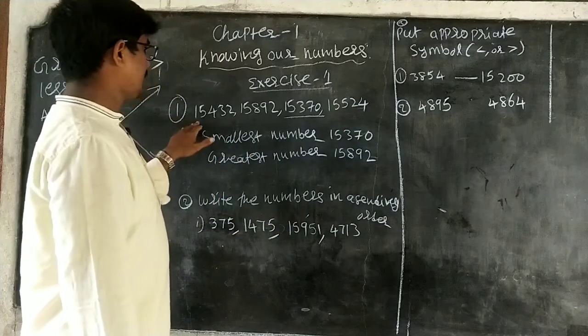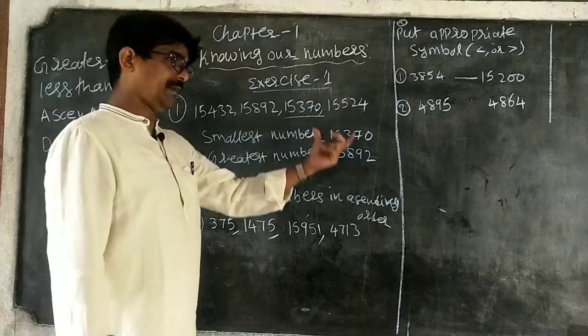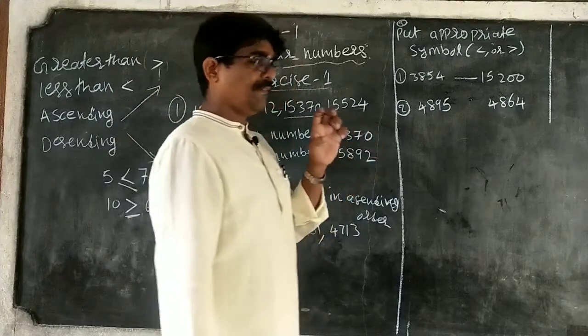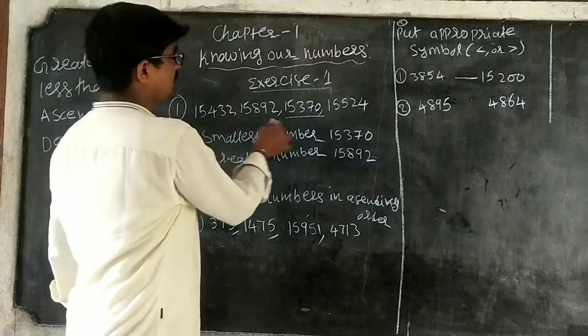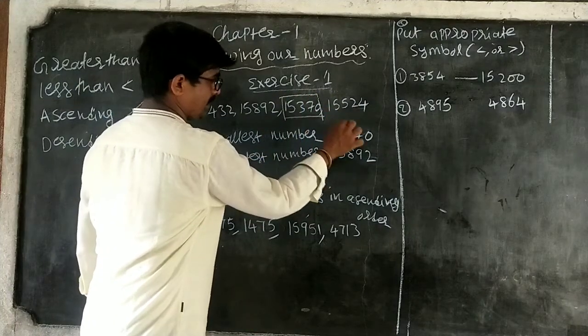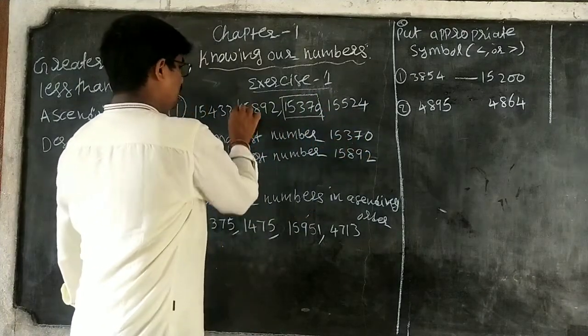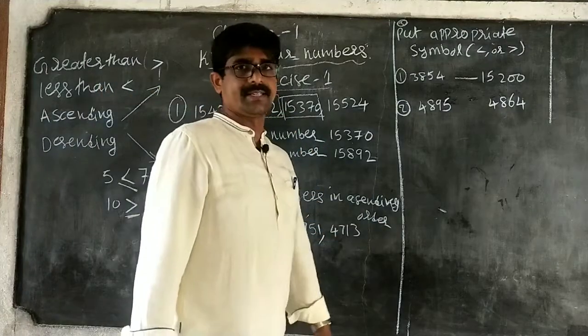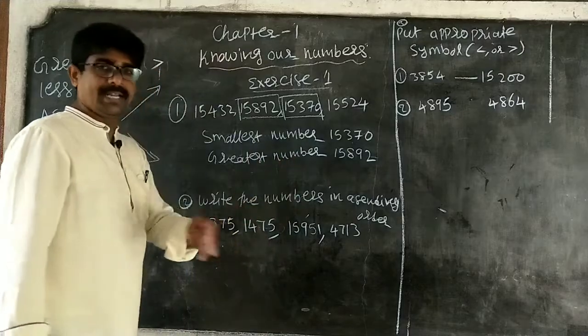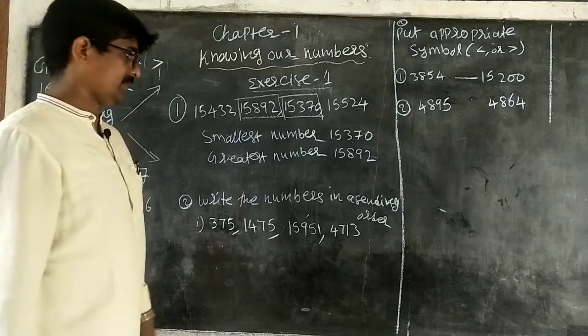Understood? In every problem he is giving some numbers. We have to pick which is the small number and which is the big number. In this situation, 15,300 is the smallest number and 15,892 is the biggest number. So again we have three problems like this to solve.